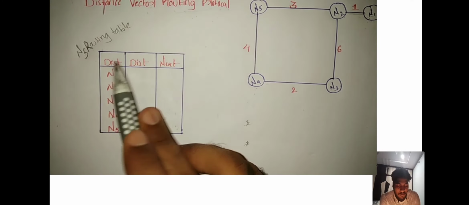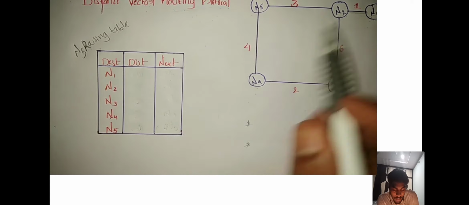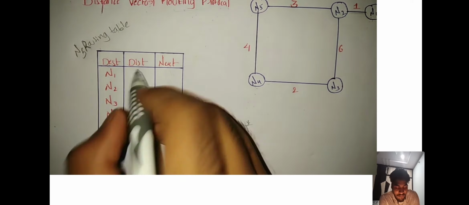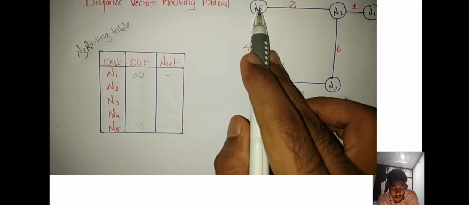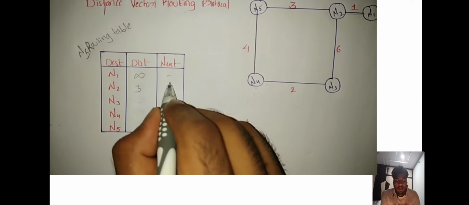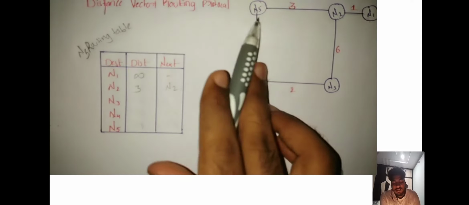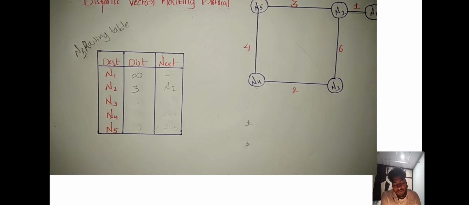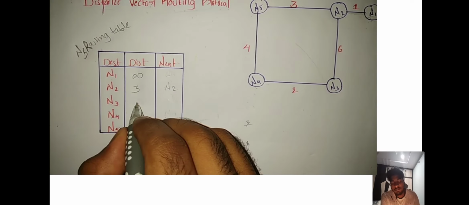Now we will write the routing table of n5. First we have to go to n1 from n5. Is there any direct link? No. That means the distance is infinity. We have to go to n2 from n5. There is a direct link, so the distance is 3 and the next node is n2. We have to go to n3 from n5. Is there any direct link? No. There is no direct link, so n3 is not the neighbor of n5. So the distance is infinity.